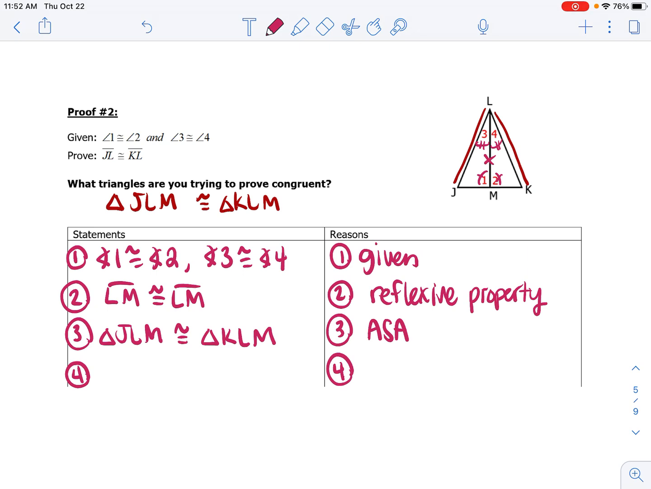Okay. Now that those triangles are congruent, is that enough to help us say that JL is congruent to KL? So JL and KL are corresponding parts of congruent triangles, so they are congruent. So after we prove triangles congruent, we can use CPCTC.